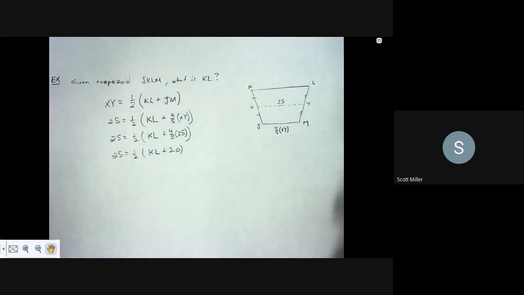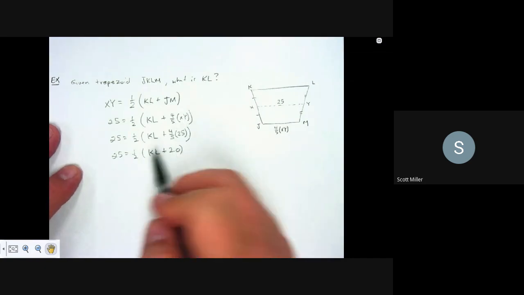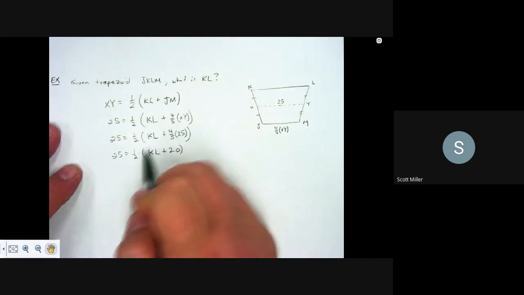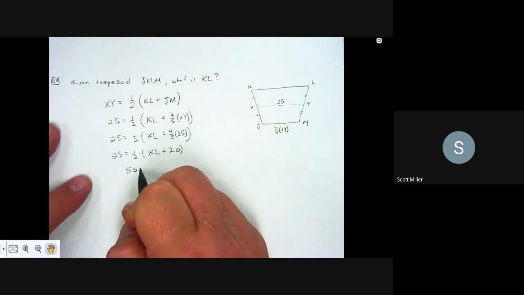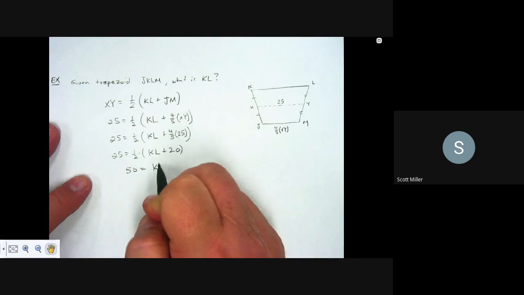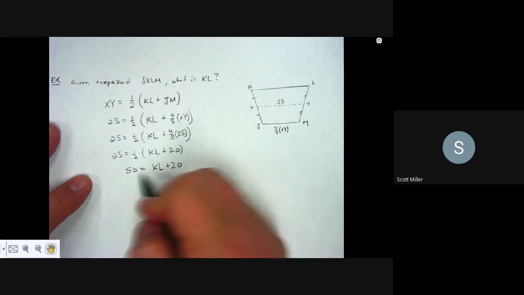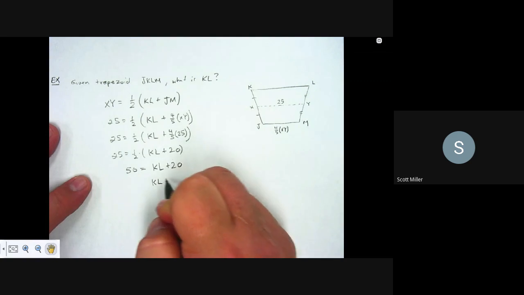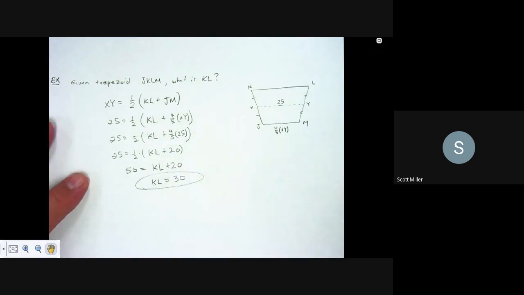You can do this a lot of different ways. You can distribute the 1/2 and then move things around. Or you can notice that I have 1/2 times a quantity, so I can remove the 1/2 by simply multiplying both sides by 2. If I multiply both sides of this equation by 2, I get this. And if that's this, then KL must be equal to 30. And there you go.